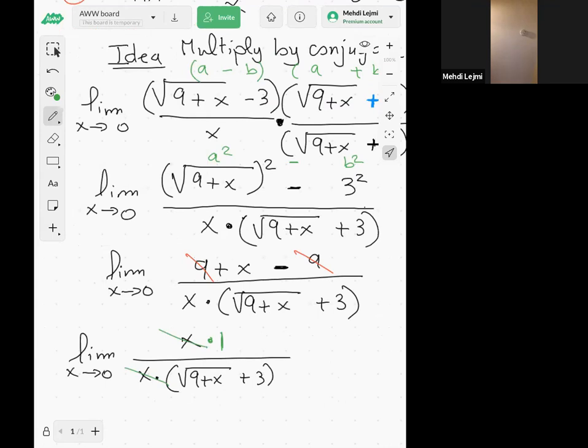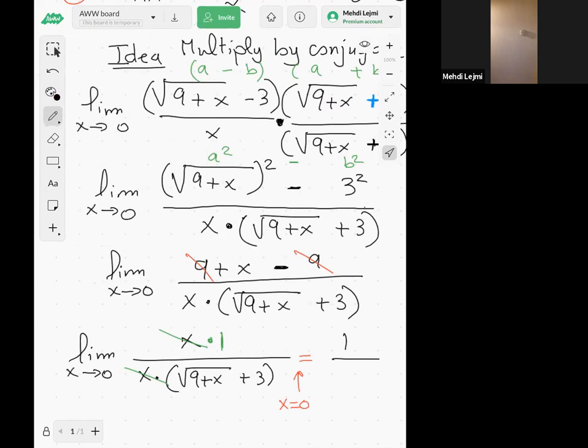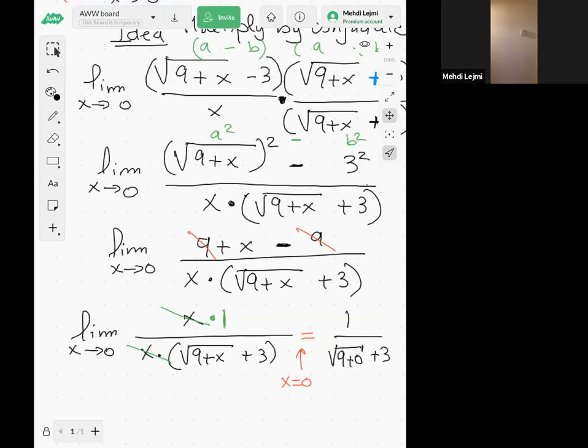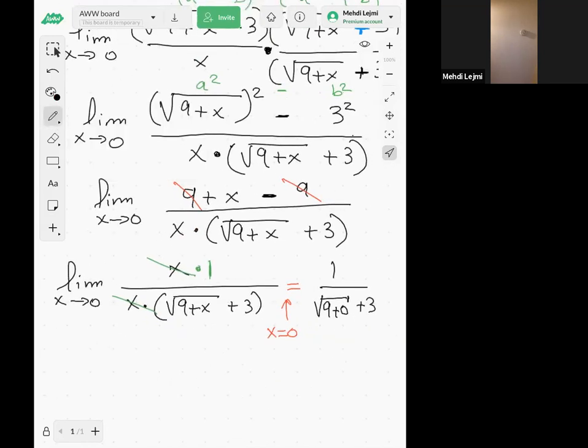Now, let's replace x by 0. You're going to have 1 in the top, and then square root of 9 plus 0, and then plus 3. The square root of 9 is 3, so that will be 1 over 3 plus 3, so that's 1 over 6. This is just to remind you, if you have a limit with a square root, this is how we solve such a limit.